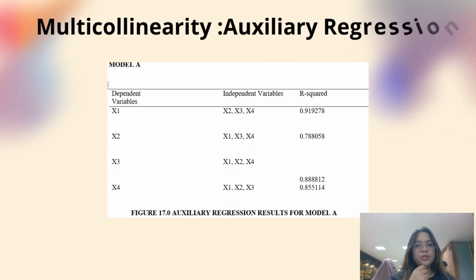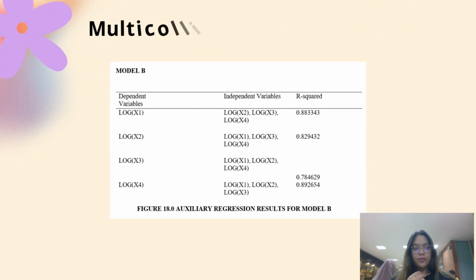Now let's move on to multicollinearity detection through auxiliary regression for model A. When the R-squared value is higher than 0.80, it means that the case of multicollinearity is serious. Dependent variables such as x1, x3, and x4 record R-squared values higher than 0.80, which means that a severe case of multicollinearity actually exists in model A. However, x2 is the only dependent variable with a value below 0.80.